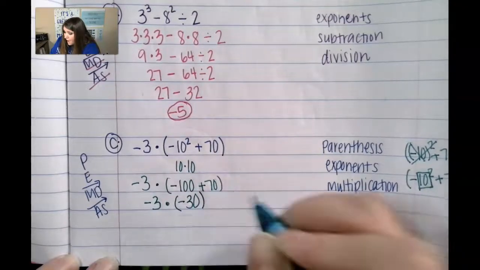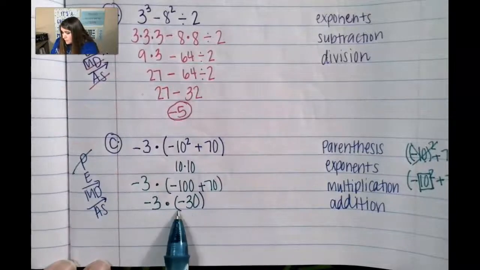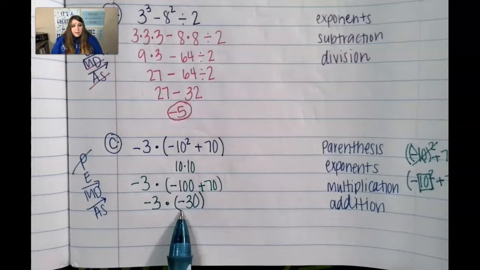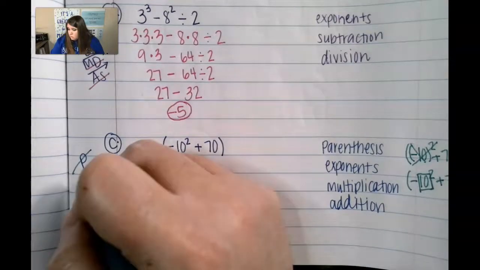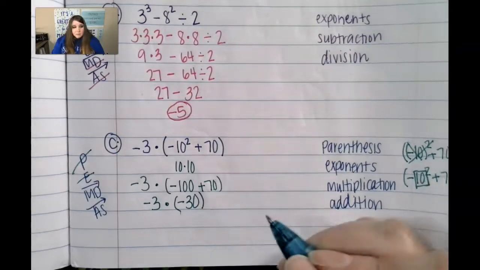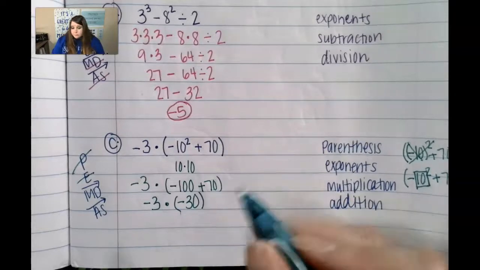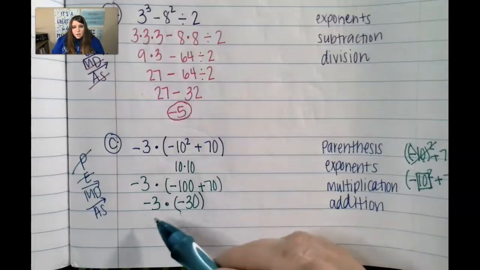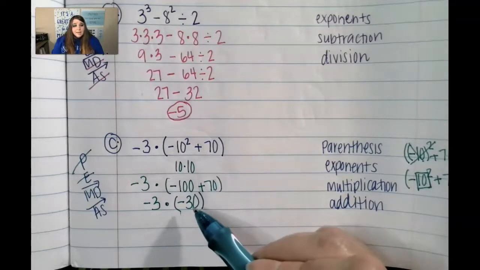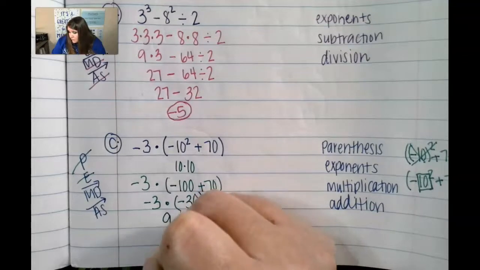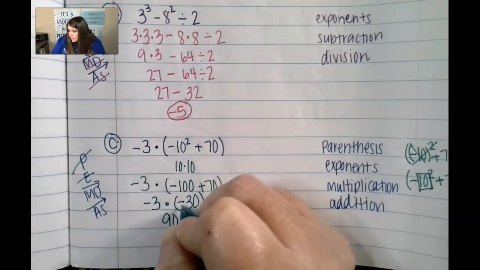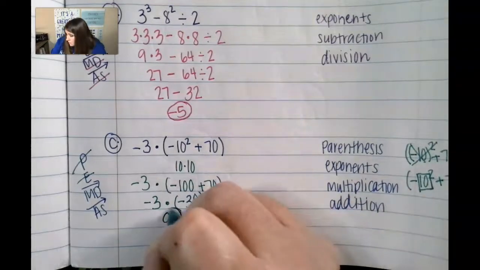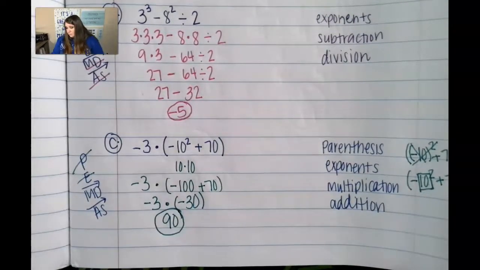Okay, so I am now finished with my parentheses because all that's left is just one number that is a negative. And now I just need to, done with those, multiply from left to right. Okay, I have -3 times -30. Well, I know that 3 times 30 is 90. And a negative times a negative is a positive. So I don't need a negative symbol. So my answer here is 90.